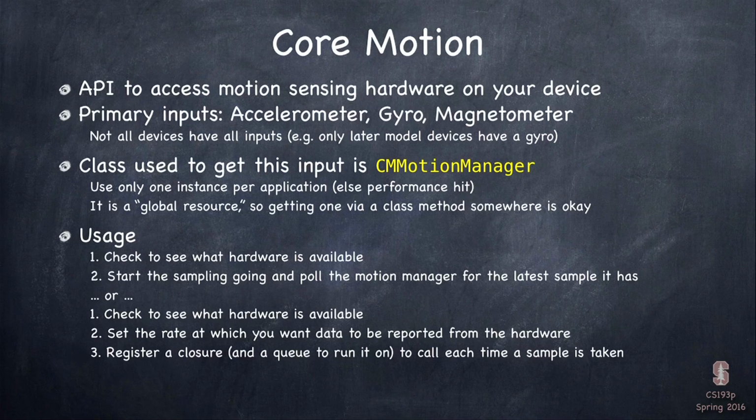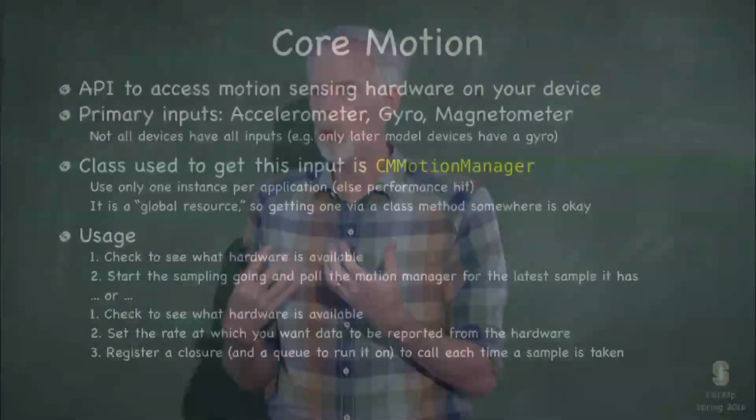The second way, again, you check to see the hardware is available. Then you set the rate at which you want the system to tell you about accelerometer or gyro or magnetometer updates. Okay, so 5 times a second, 30 times a second, probably not much more than that. I mean, you can only draw at maybe 60 frames a second, so you're probably not going to need the information much more than that, but you tell it how often you want it.